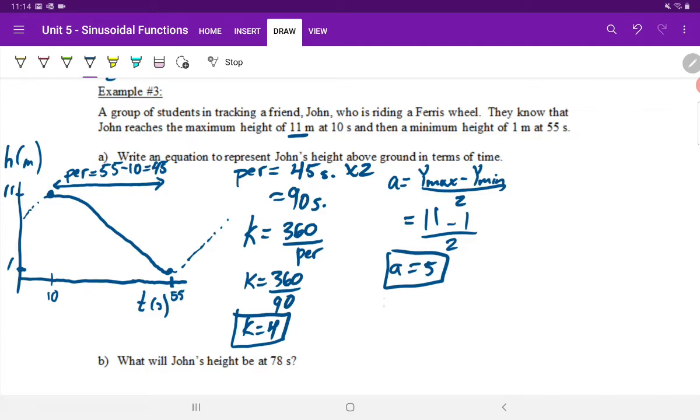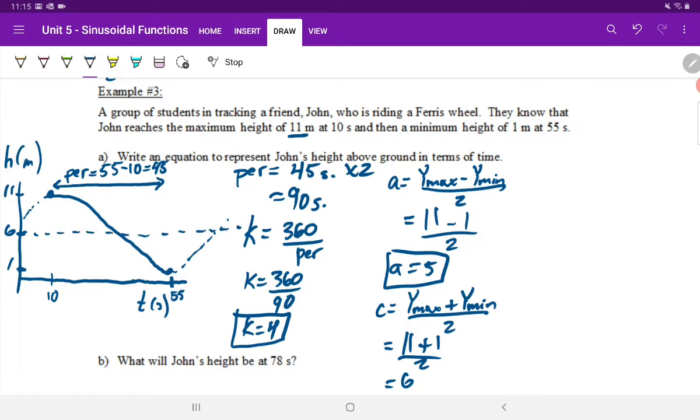Our C value is Y max plus Y min divided by 2, which is 11 plus 1 divided by 2, which is 6. So at 6, we are halfway. It is our center line through 6. Then we go 5 up, we're at the max, 5 down, we're at the min.